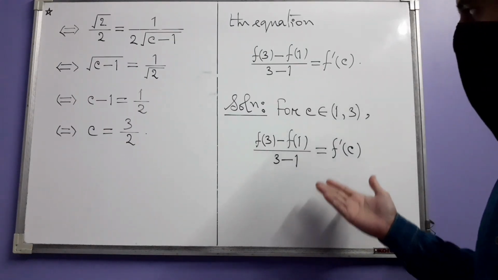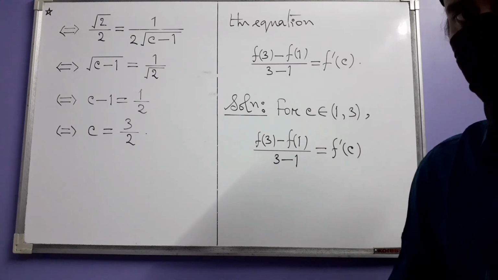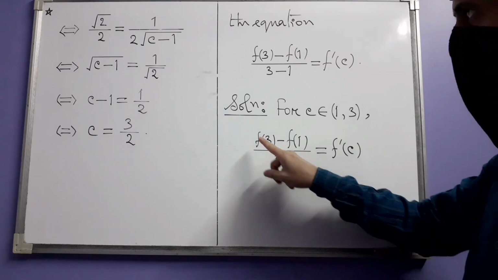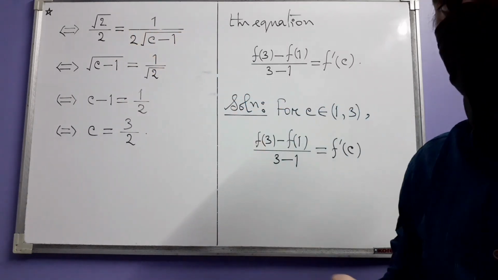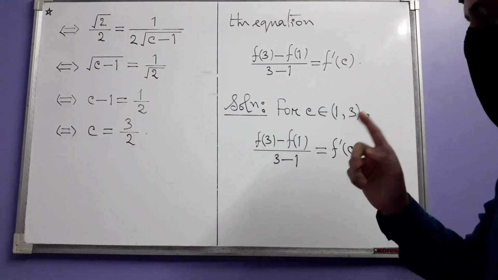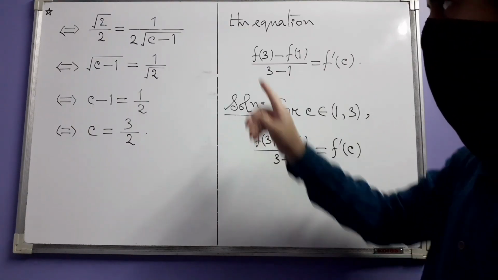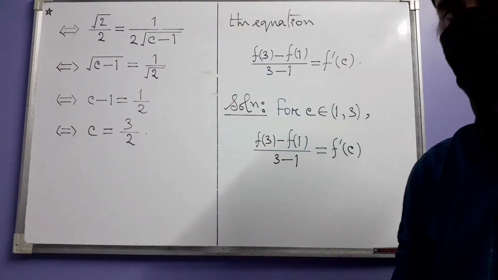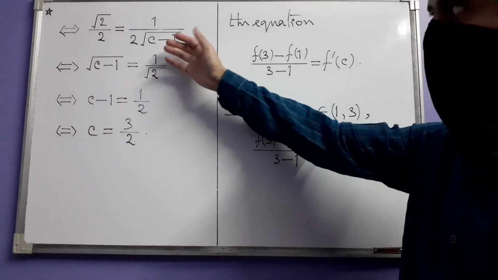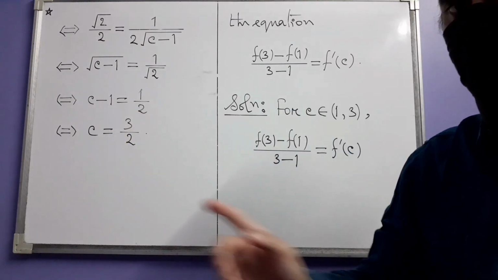So we start the solution by taking any c in the interior of that interval 1, 3, that means in the open interval 1, 3, for which this condition is true. Now f of 3 is square root of 2 and f of 1 is 0. So we get this as the left hand side. If you differentiate square root of x minus 1 with respect to x, you get 1 divided by 2 times square root of x minus 1. When you evaluate that at c, this is what you get. And then after some simple algebra, you find that this is the only value of c, 3 divided by 2.